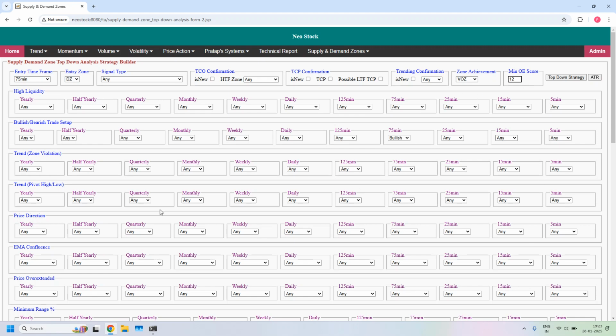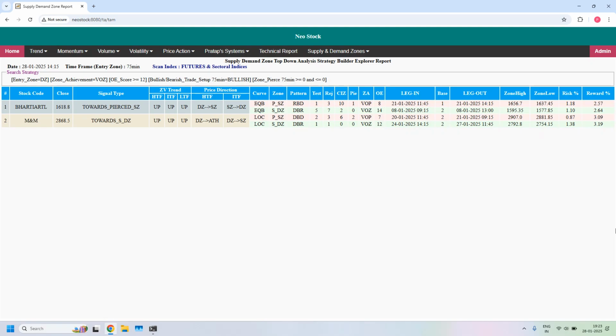All three filters are applied to 75 minutes demand zone. Let's filter. We got two stocks. Currently these two stocks are supporting bullish trade setup for weekly income trade, and entry time frame zones are 75 minutes demand zones. And out of these two 75 minutes demand zones, let us find the high probability setups. Already they are high liquidity zones.